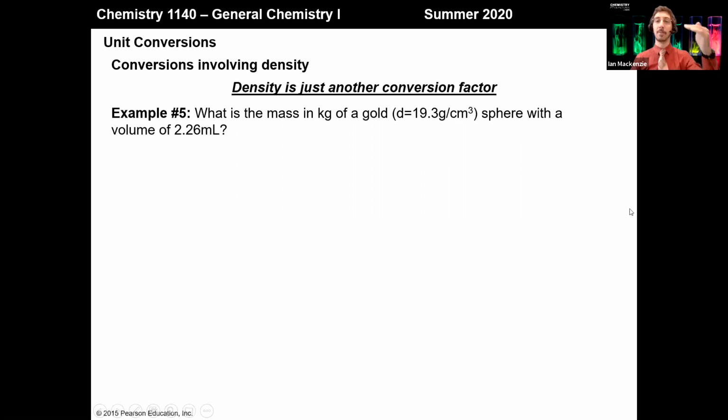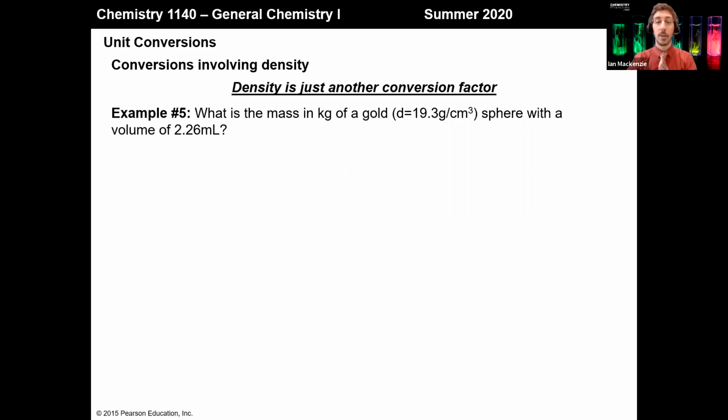Anytime that you have a unit over another unit, what that means is there's an equality there. 19.3 grams is equal to 1 centimeter cubed. That's what that means. Anytime you have a unit over another unit, it means the numerator with its unit is equal to the denominator with its unit. The denominator in most cases is just 1. So 19.3 grams is equal to 1 cubic centimeter.